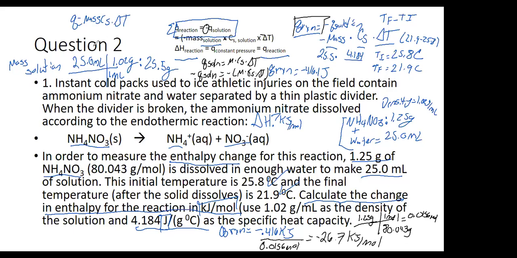So that 80.043 is how we find number of moles. So 1.25 divided by 80.043. Okay. I know there are a lot of moving parts to calorimetry questions. This is just one question and you're doing like 5 calculations. Very involved.